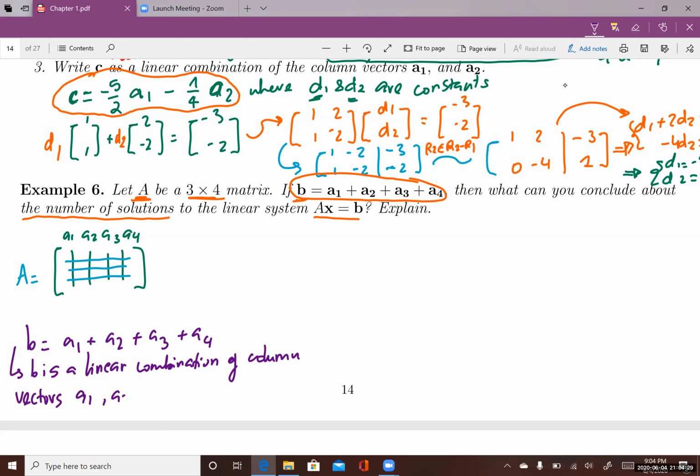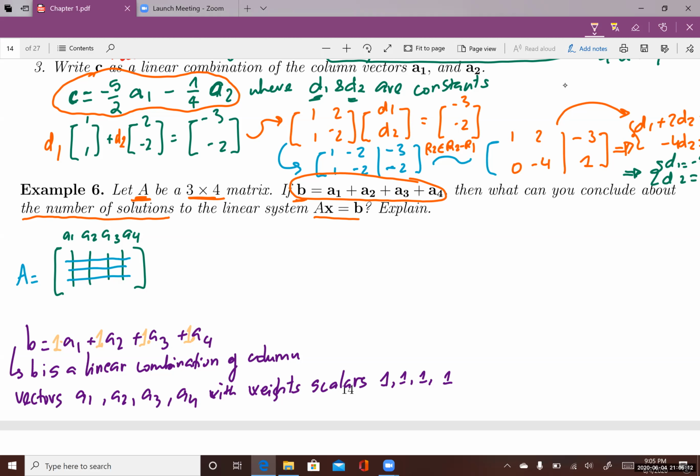A1, A2, A3, and A4, right? With weight scalars 1, 1, 1, and 1, right? Because 1 times A1, 1 times A2, 1 times A3, 1 times A4. Okay, so this is information that we know about, first the vector B, and second the matrix A.